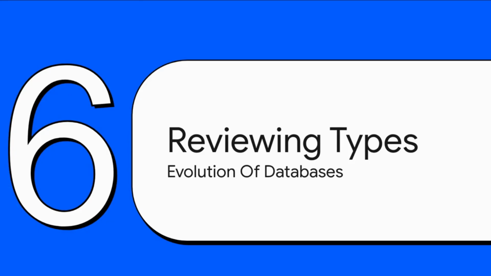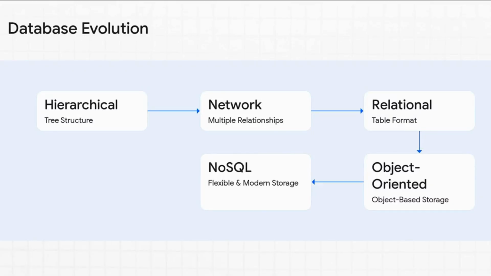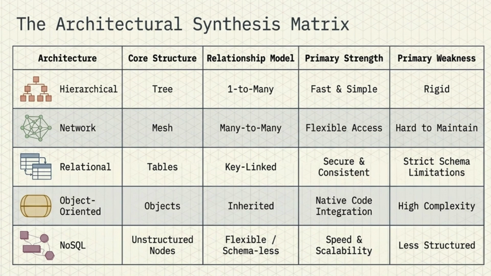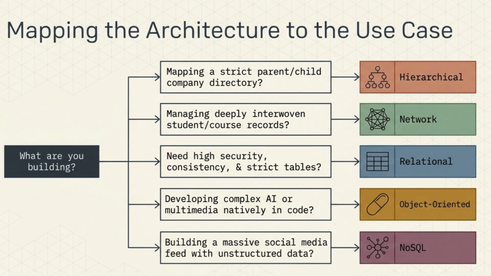Let's bring it all together in Section 6, Reviewing the Database Types. To quickly summarize our evolutionary journey today, we started with the hierarchical database and its strict single-parent tree structure. That evolved into the network database, which opened up multiple relationships. Then came the undisputed industry giant, the relational database, organizing everything cleanly into a table format. For advanced programming needs, we looked at the object-oriented database, leveraging object-based storage. And finally, for massive unstructured scale, the NoSQL database brought us totally flexible and modern storage.